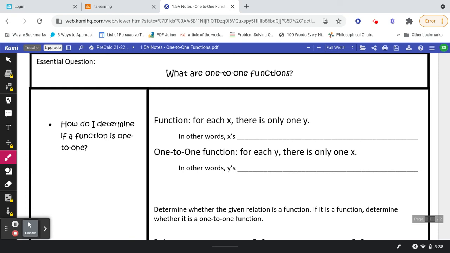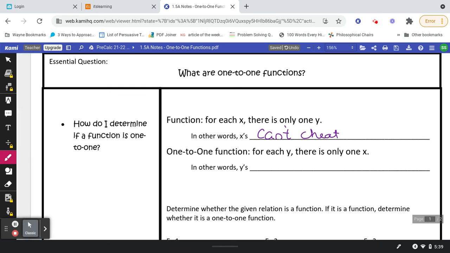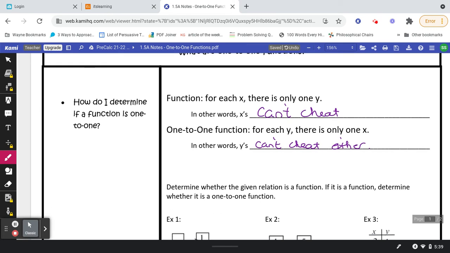And we kind of simplified it by saying, in other words, the x's can't cheat. Meaning if the x is paired with one y, it can't then go off and get paired with another y. Now, there's a certain type of function called a one-to-one function. This is when each y has its own x. A lot of times people will ask, are the y's allowed to cheat on a function? Normally, yes. If you're talking about a one-to-one function, the y's can't cheat either. So each x is linked to a y, and each y is linked to just one x.